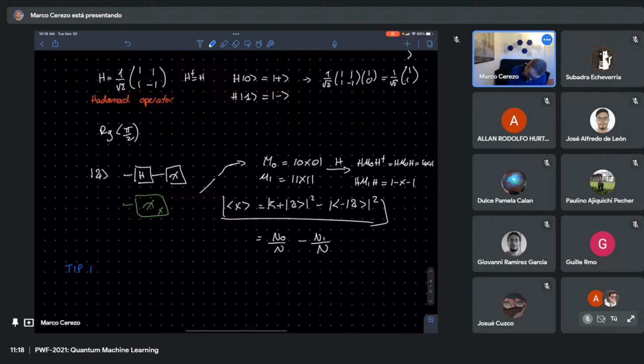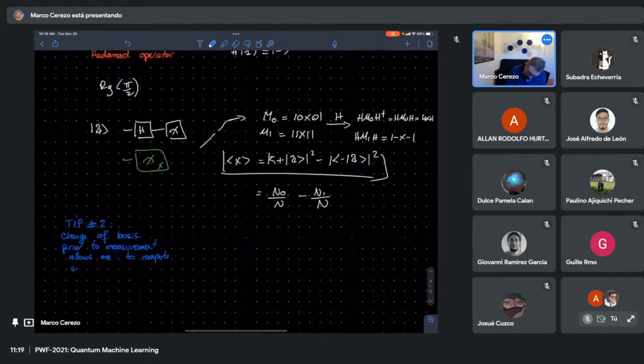Tip number 2. Change of basis prior to measurement allows me to compute expectation values of any Pauli operator.